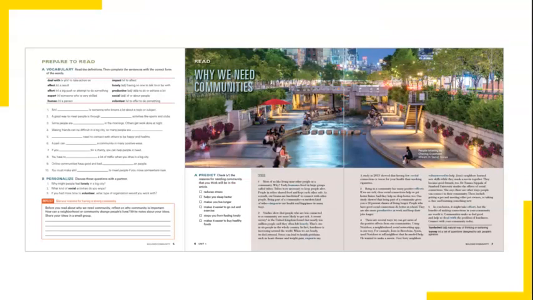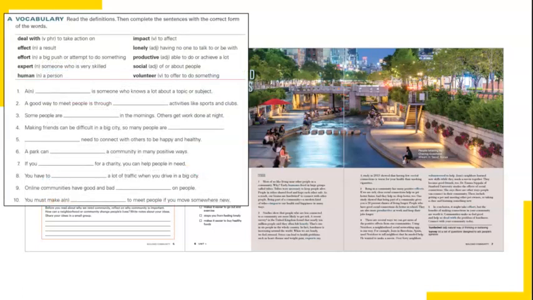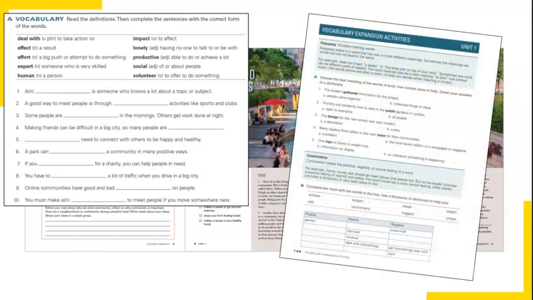All of the readings in Reflect are adapted from authentic sources, including National Geographic, and they follow a scaffolded reading approach with pre, while, and post-reading tasks to maximize student comprehension. Key vocabulary is pre-taught through different activities to aid understanding. And additional vocabulary expansion activities can also be found at the back of the student's book. And these focus on different aspects of vocabulary, including affixes, collocations, phrasal verbs, synonyms, and antonyms.